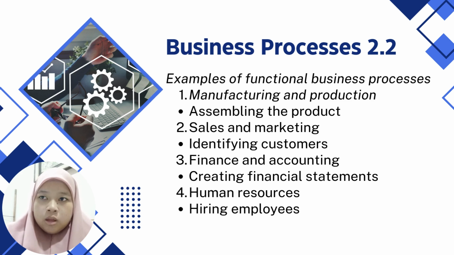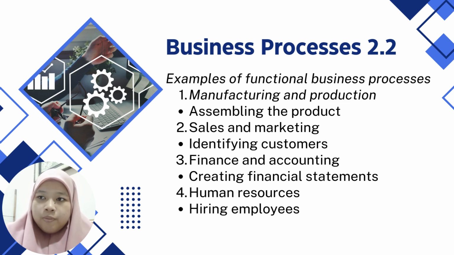The first one is manufacturing and production. It involves tasks such as assembling the product. Second one is sales and marketing. It involves activities including identifying customers. The third one is finance and accounting. It involves processes like creating financial statements. The last one is human resources. It involves functions such as hiring employees.